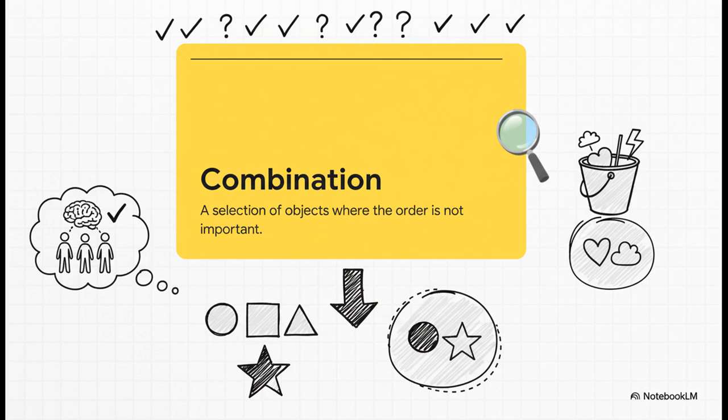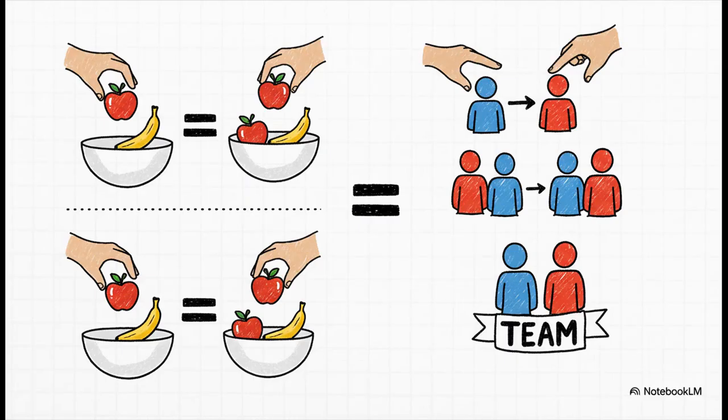So if a question asks you to choose a team or select some items, and the order doesn't matter, you know you're dealing with a combination. The most important thing here is order does not matter. Think about making a fruit salad. If you put in apples and then bananas, is it different from putting in bananas and then apples? Of course not. It's the same salad.